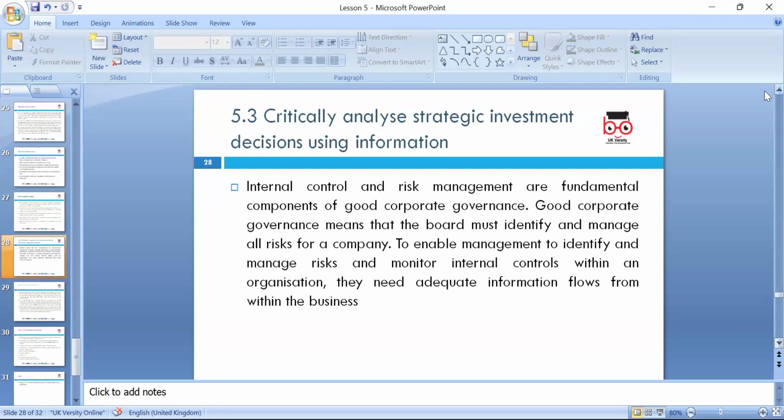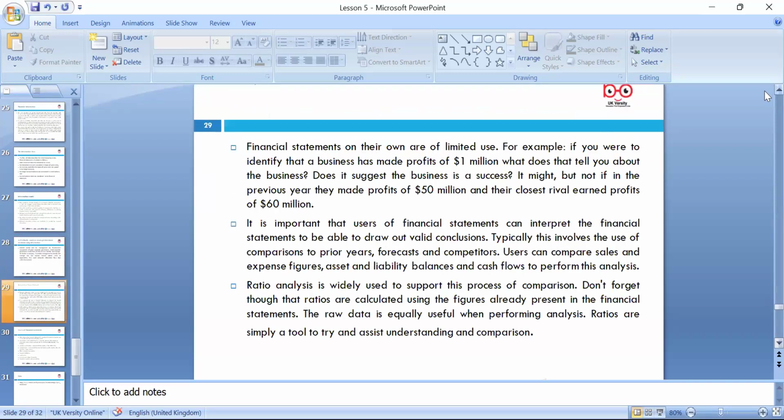Okay, then we have 5.3: critically analyze the strategic investment decision using information. Internal control and risk management are fundamental components of good corporate governance. Corporate governance means how the company runs, controls and manages all the risk. What is meant by risk? Risk is the probability or chance of something happening. So if it's a high risk, we expect a high return as well. In business we look at the risk beta, or beta factor, known as the risk factor.